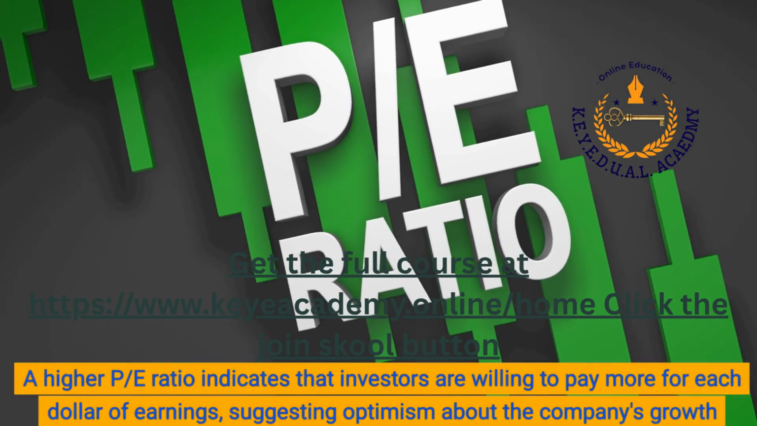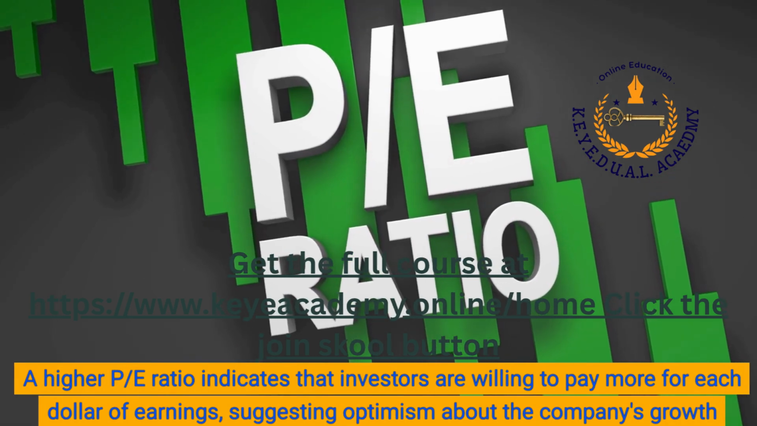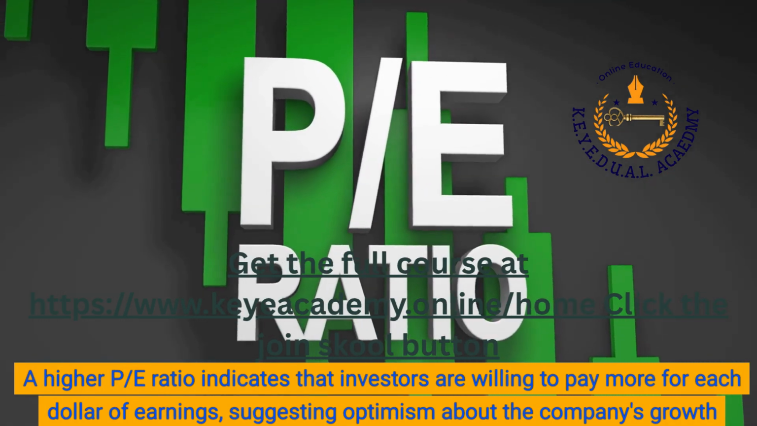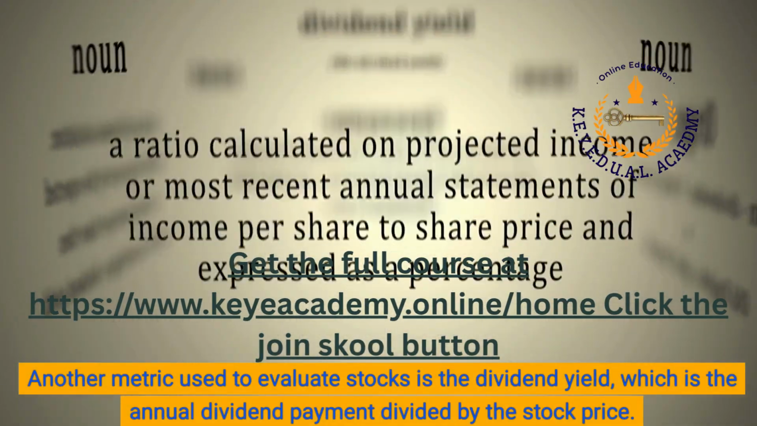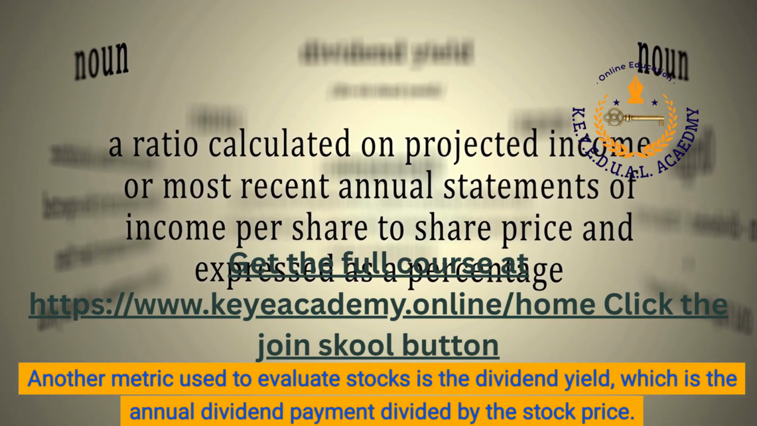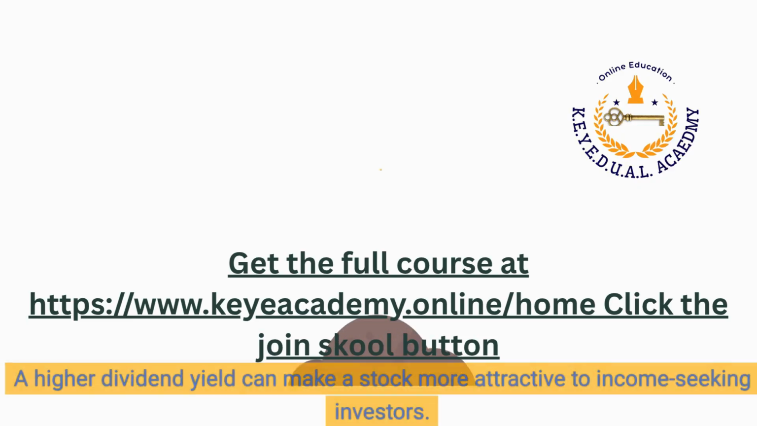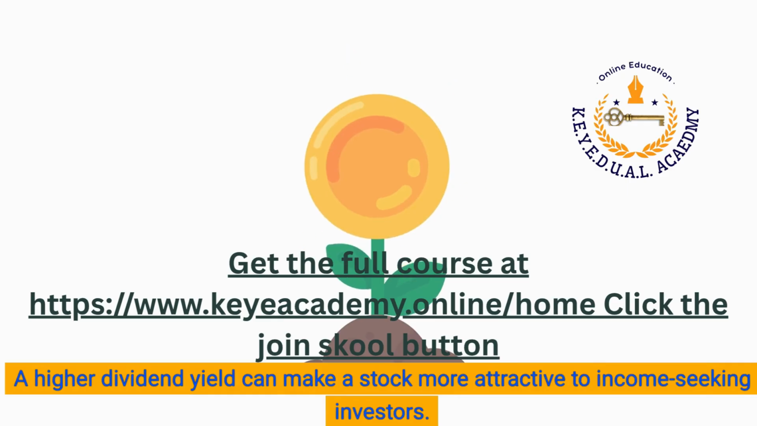A higher PE ratio indicates that investors are willing to pay more for each dollar of earnings, suggesting optimism about the company's growth potential. Another metric used to evaluate stocks is the dividend yield, which is the annual dividend payment divided by the stock price. A higher dividend yield can make a stock more attractive to income-seeking investors.